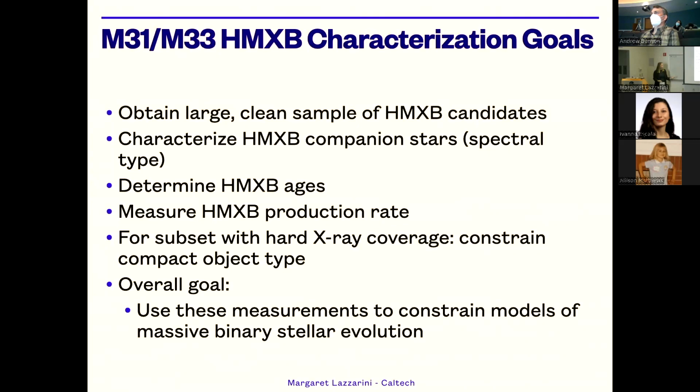The overall goal is to get this detailed characterization of the population and use this to compare against simulated populations that we can generate with binary population synthesis, in order to say what differences there may be between our synthetic and our observed populations, and what the cause of those differences might be.